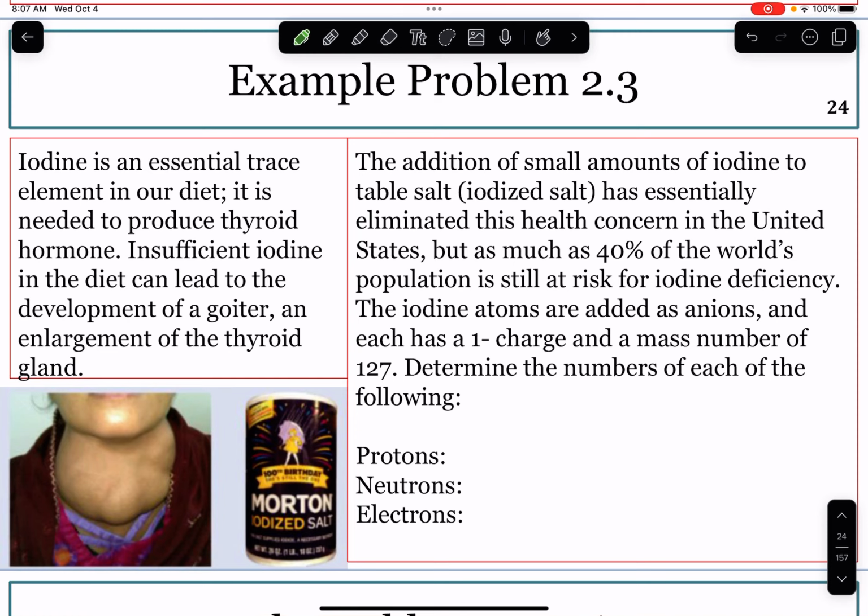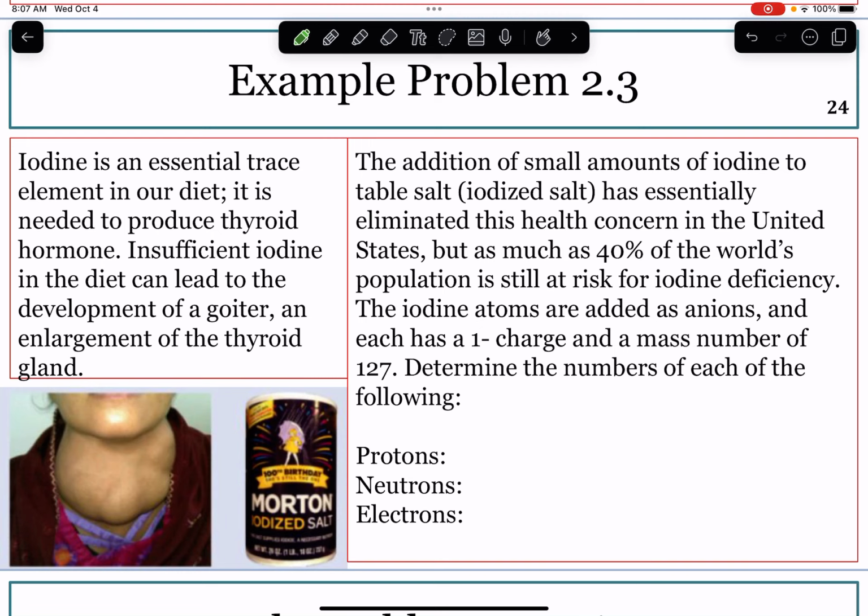Here's another example. Iodine is an essential trace element in our diet. It is needed to produce thyroid hormone. Insufficient iodine in the diet can lead to the development of a goiter, which is an enlargement of the thyroid gland. The addition of small amounts of iodine to table salt, iodized salt, has essentially eliminated this health concern in the United States, but as much as 40% of the world's population is still at risk for iodine deficiency. The iodine atoms are added as anions, and each has a -1 charge and a mass number of 127. Determine the numbers of each of the following: protons, neutrons, and electrons.